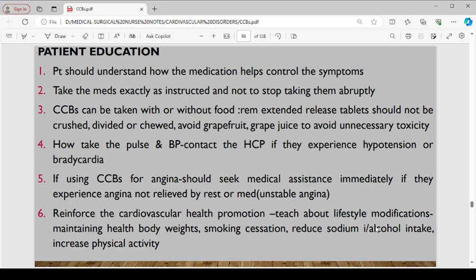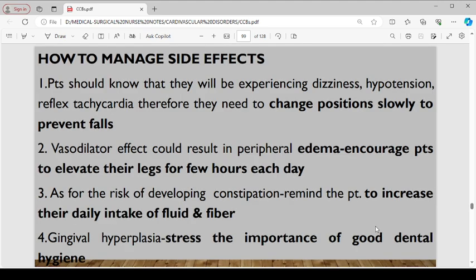You also have to reinforce cardiovascular health promotion, like teaching the patient about lifestyle modifications that help maintain body weight. Okay, guys, the link will be popping up on the BMI ranges. You should be able to monitor yours to see how best it is for that case. Also, you have to encourage the patient to stop smoking, reduce alcohol and sodium intake, and finally increase physical activity.